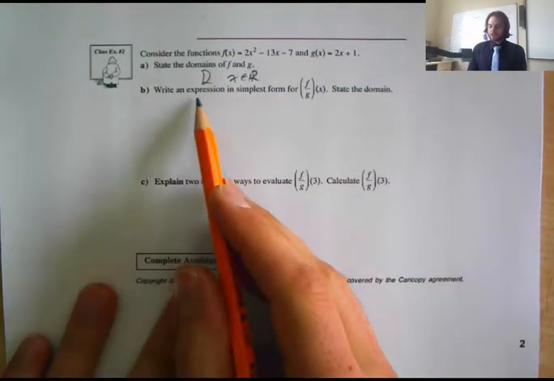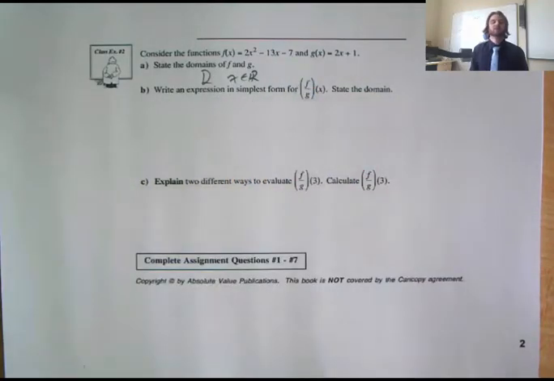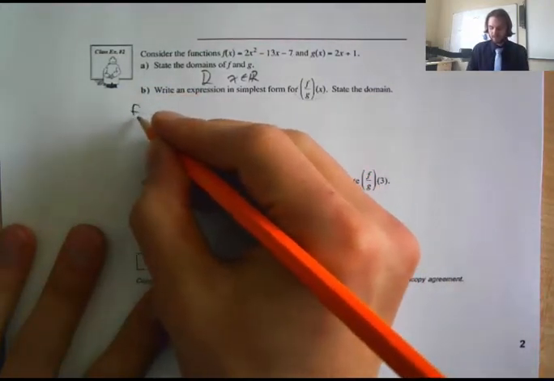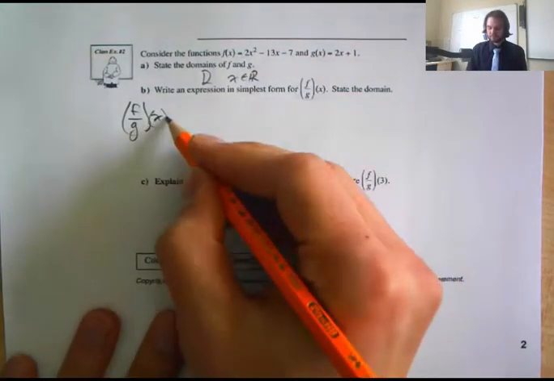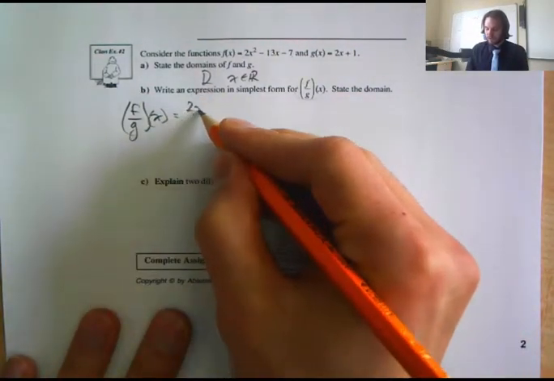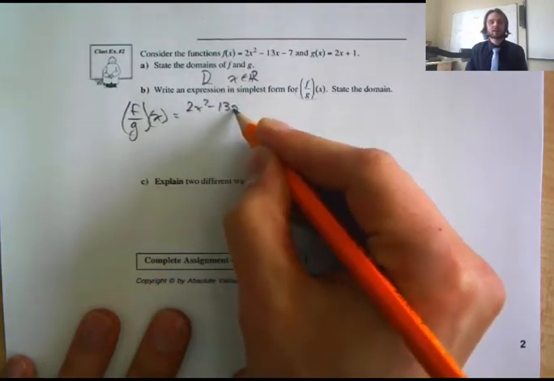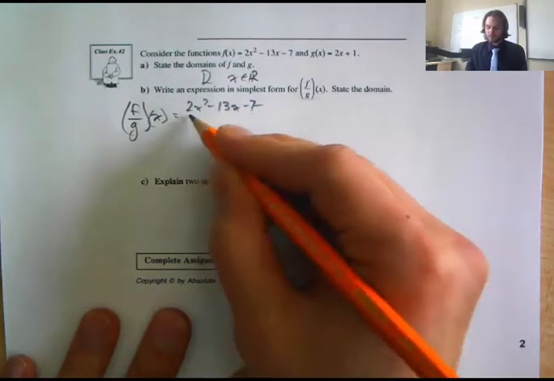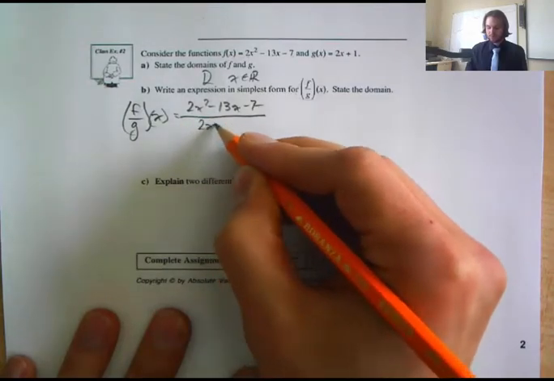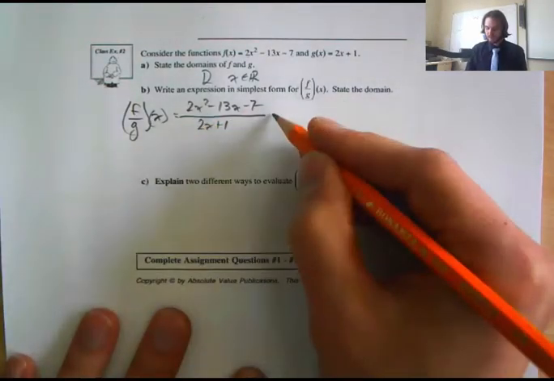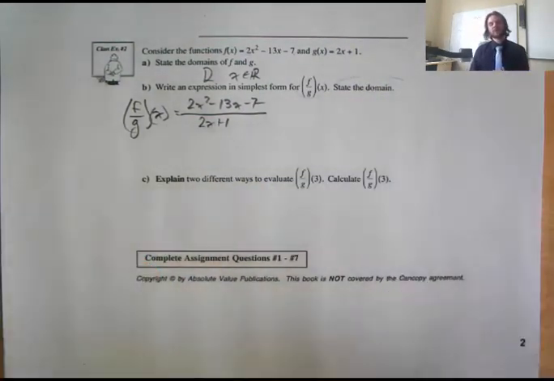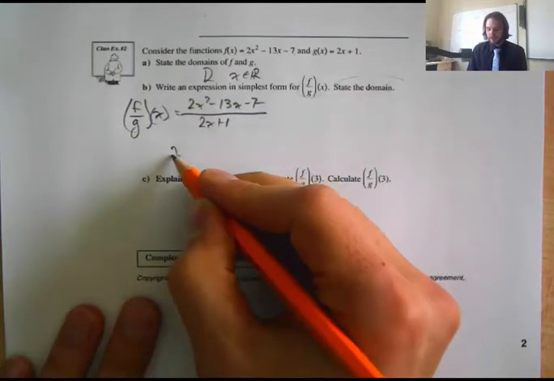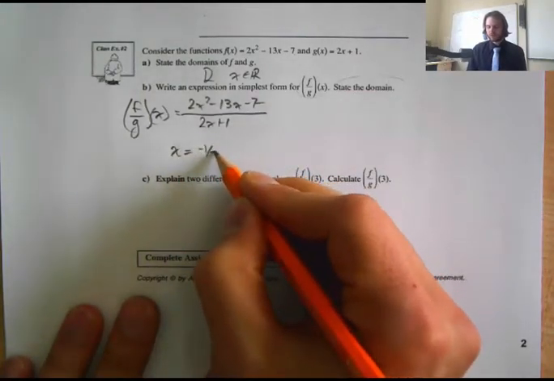Now it says, write an expression in simplest form of the quotient of f divided by g of x. We want f over g, and this is over x. Okay? Let's put this out. We have 2x squared minus 13x subtract 7 all over 2x plus 1. Well, we could already start solving for this and state my domain. We could find my non-permissible value. X cannot equal negative 1 over 2.